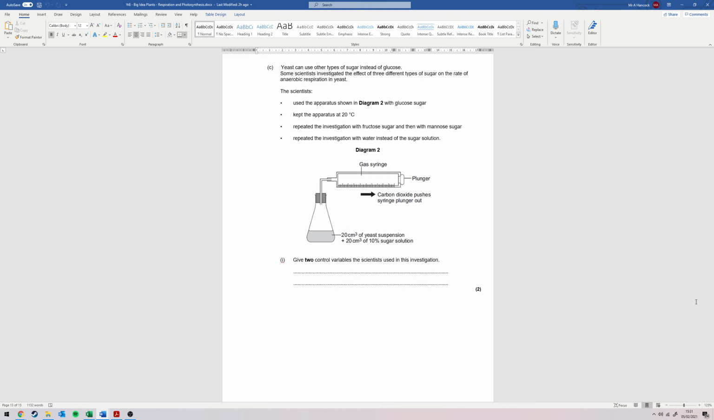So there's diagram 2. You've got a gas syringe with a plunger. The carbon dioxide pushes the syringe plunger out, and there is 20 centimeters cubed of yeast suspension and 20 centimeters cubed of 10% sugar solution in the flask. Part 1. Give 2 control variables the scientists used in this investigation.